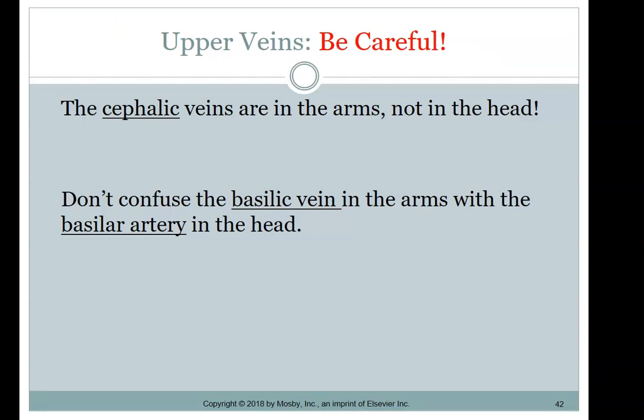Be careful when it comes to the upper veins. The cephalic veins are in the arms and not in the head. Don't confuse the basilic vein in the arms with the basilar artery in the head.